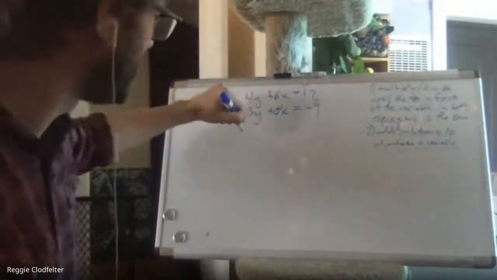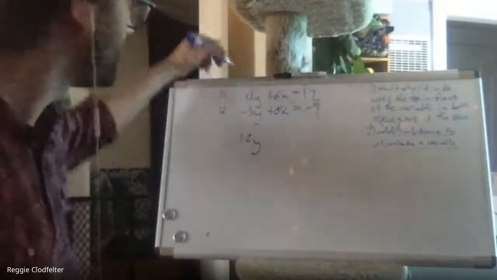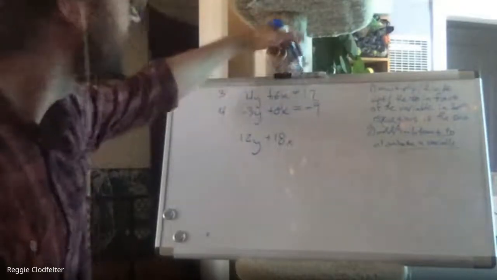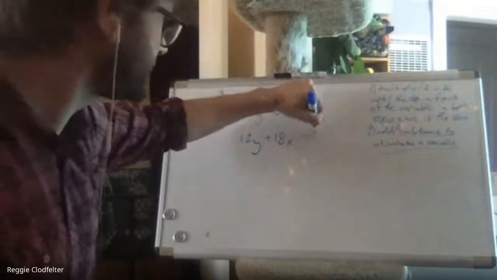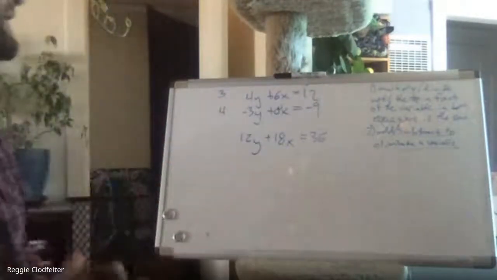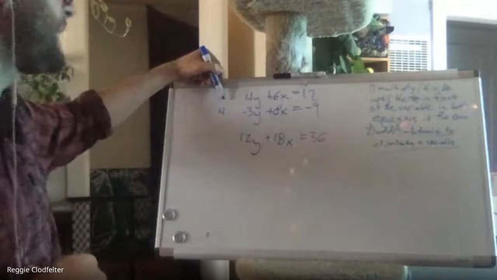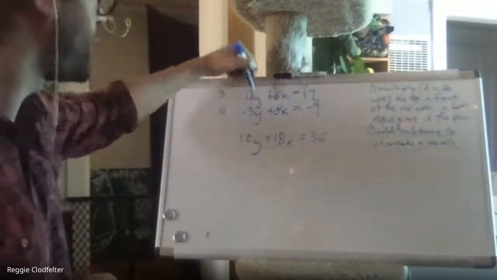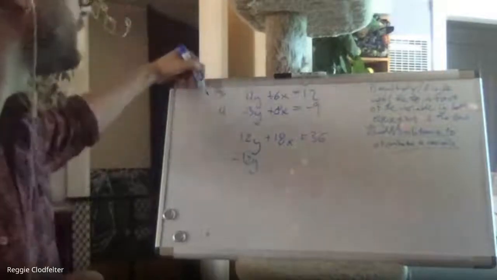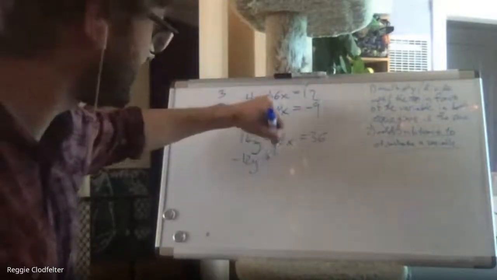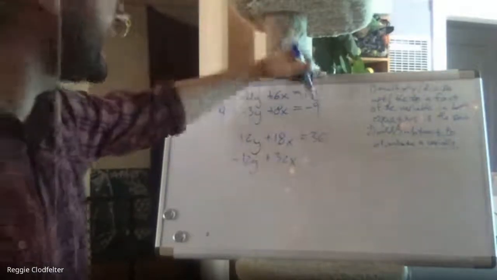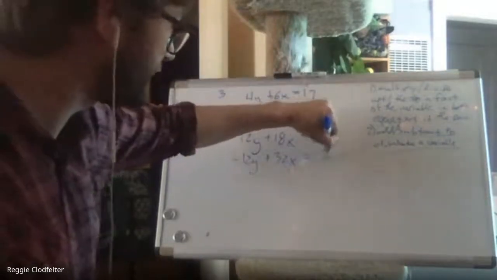So 3 times 4y is 12y, 3 times 6x is 18x, and 3 times 12 is 36. So I get 12y plus 18x equals 36. Now I'm going to multiply the bottom by +4. 4 times -3y is -12y, 4 times +8x is 32x, and 4 times -9 is -36.